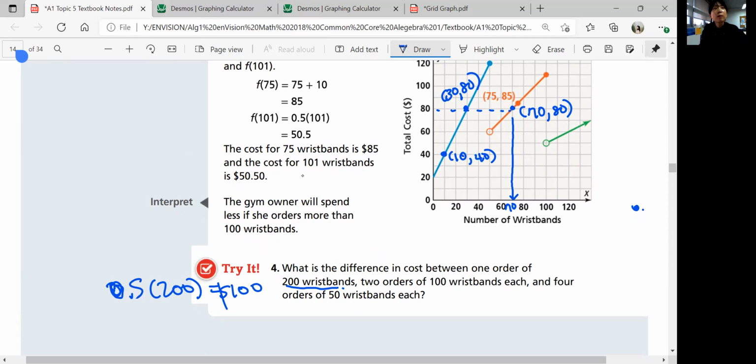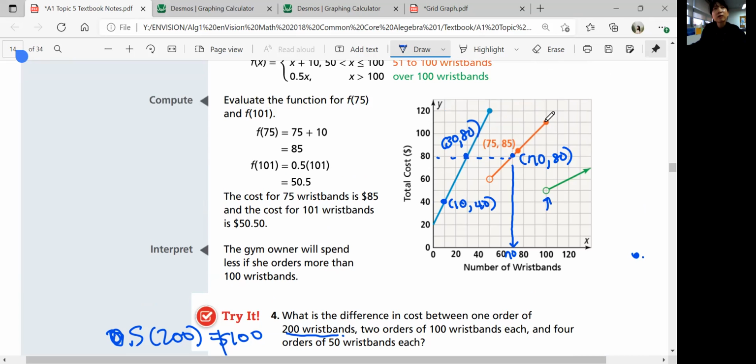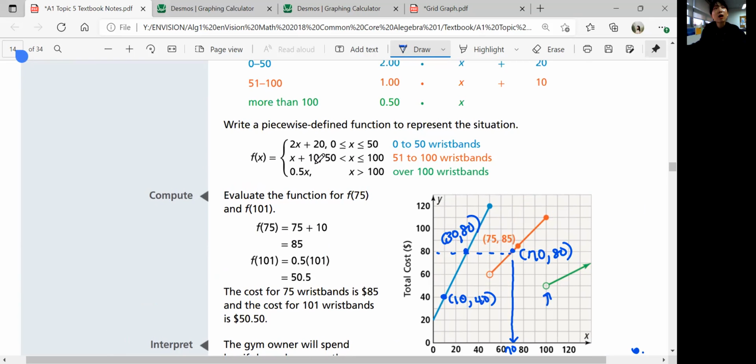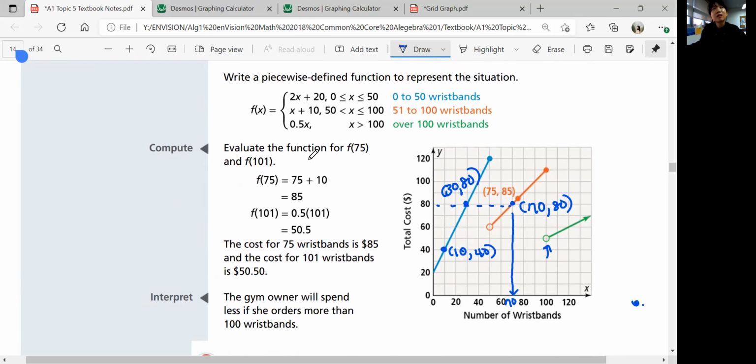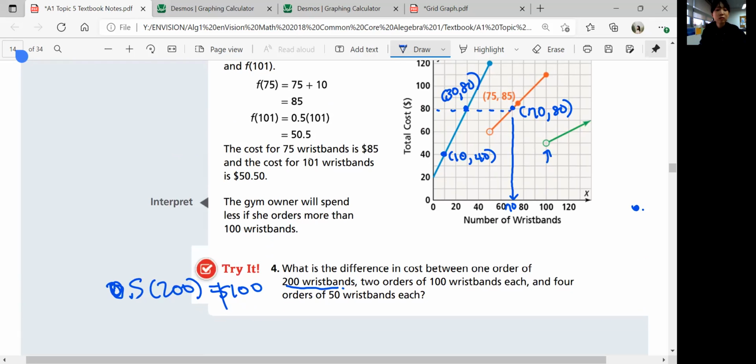Okay. What about 100 wristbands each? So you're going to buy 100 wristbands and then another order of 100 wristbands. So you need to pay twice, right? If you buy 100 wristbands, it's not going to include on the third equation. It's going to be at the end of the second equation. So that's going to cost 100 plus 10, 110, right? So 2 orders of 110 would be 220.